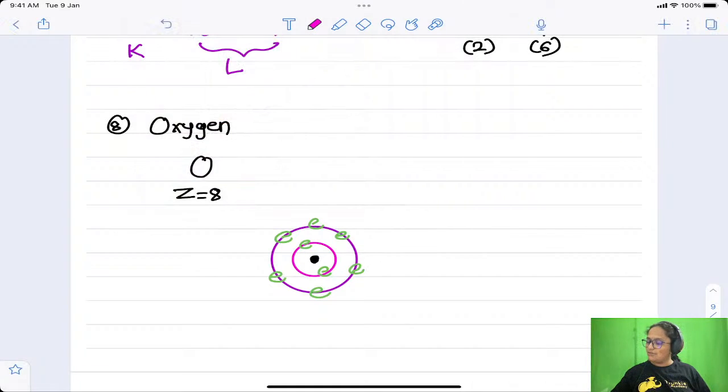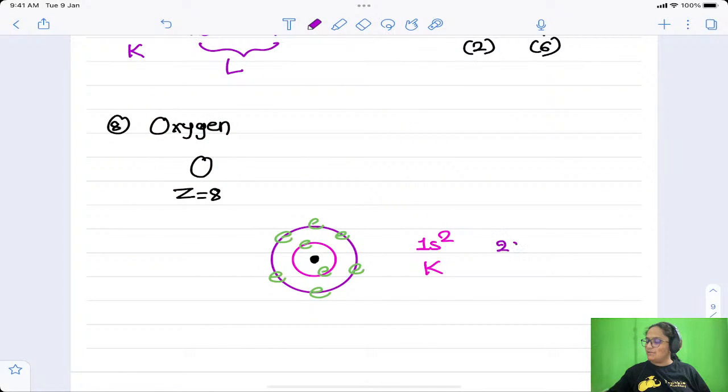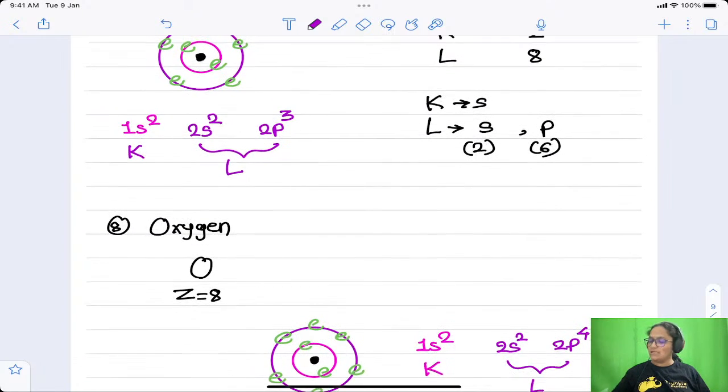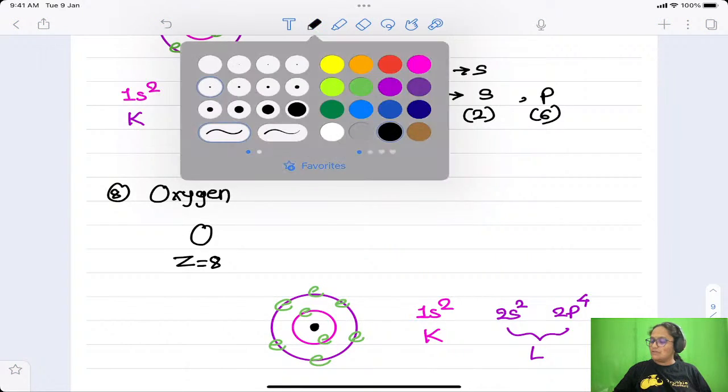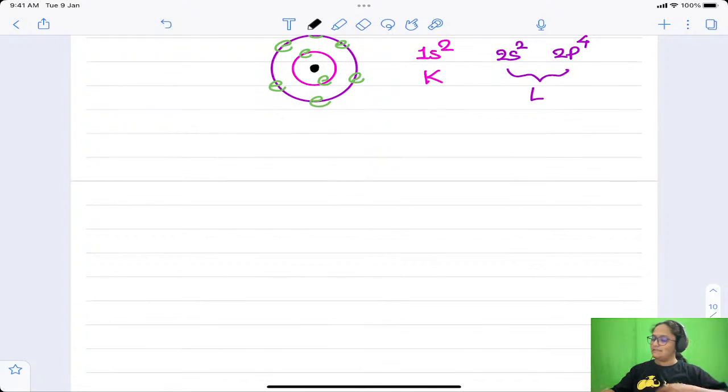Now let us see the electron configuration. First of all I'll write down for the K shell, it will be 1s2 always. Right? Then I'll write down for the L shell. For the L shell there are 2 orbitals, 2s and 2p. The capacity of s is 2 always. The capacity of p is 6, but here there are only 4 electrons in 2p because total electrons are 8. So what is the electron configuration of oxygen? 1s2, 2s2, 2p4. Right?